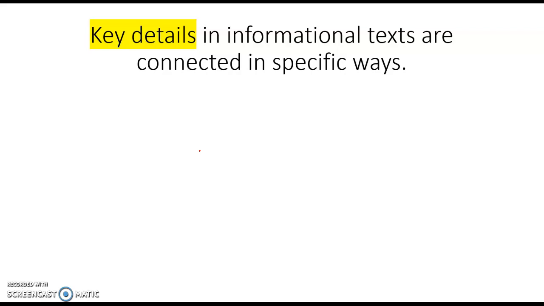Key details in informational texts are connected in specific ways. Now we've talked about key details before. Key details are those most important details in a text. An informational text gives information about something. So when you think of a recipe or directions, those are giving you information about how to do something. No matter what kind of informational text it is, the key details are always connected in specific ways.